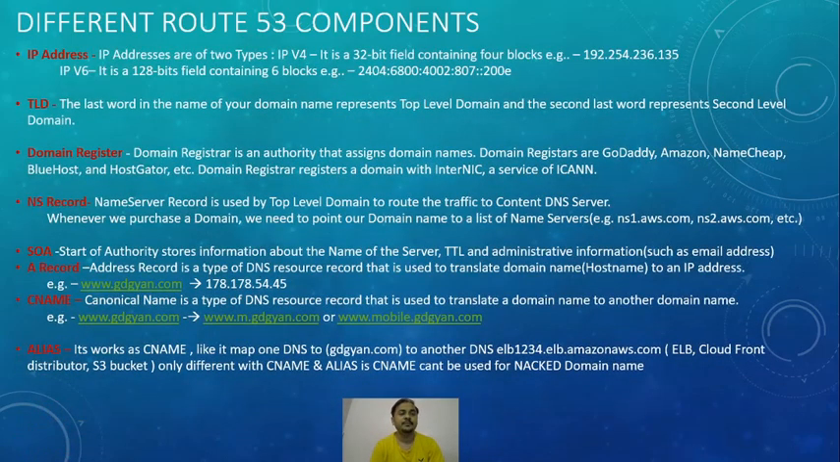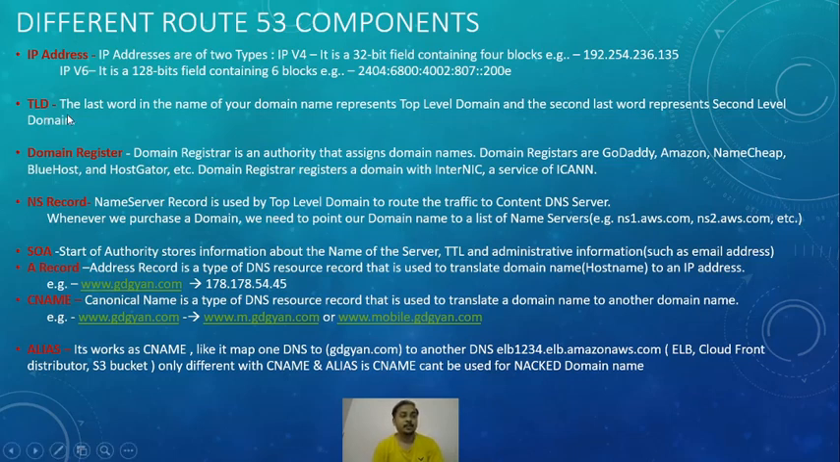IP address. We are all familiar with that. Just remember there are two types of IP address. One is IPv4, which is 32-bit, and another is IPv6, 128-bit. So 6 blocks and 4 blocks. Just remember that IPv4 might run out at some point, so that's why the concept of IPv6 came, to provide an unlimited number of IP addresses.